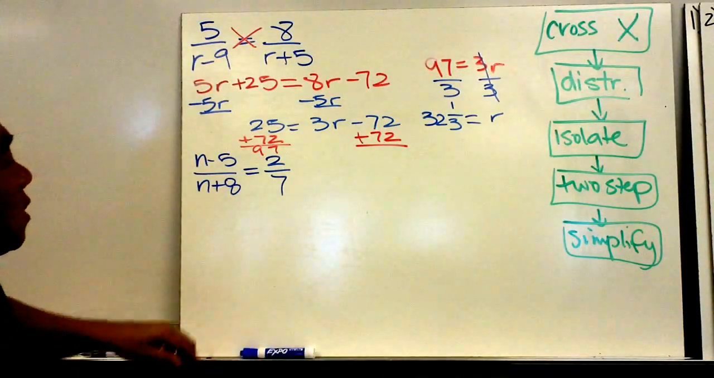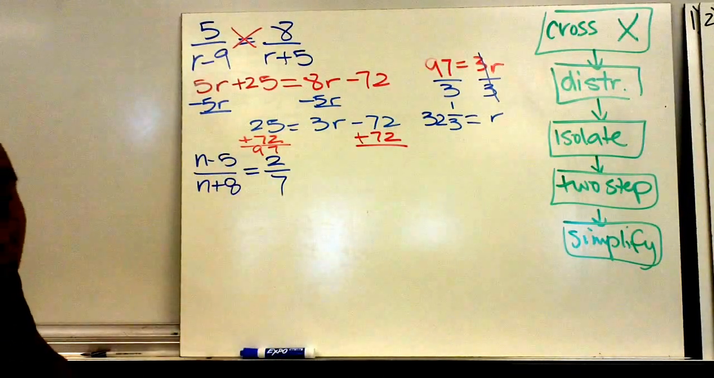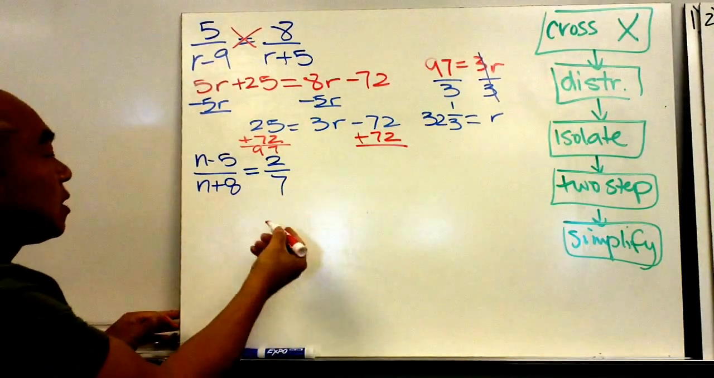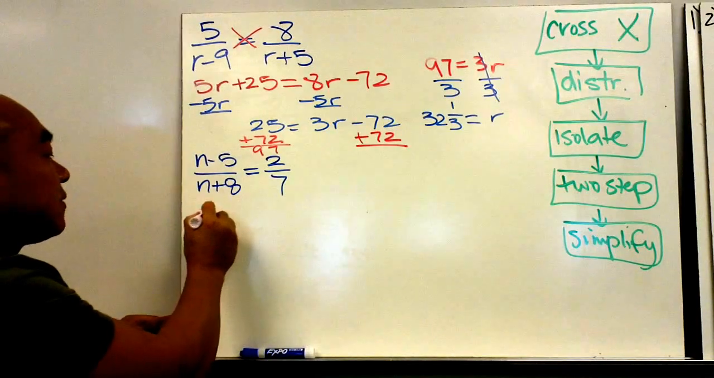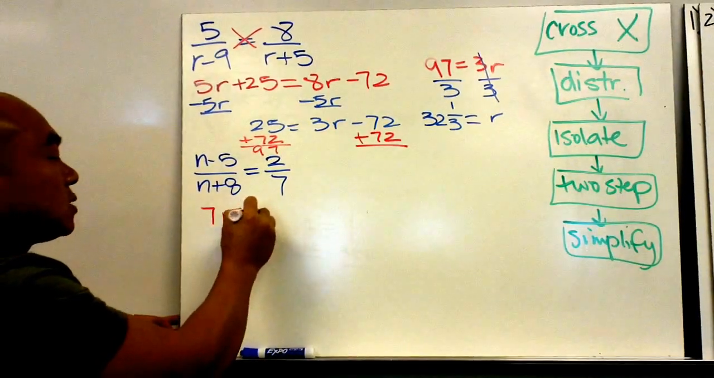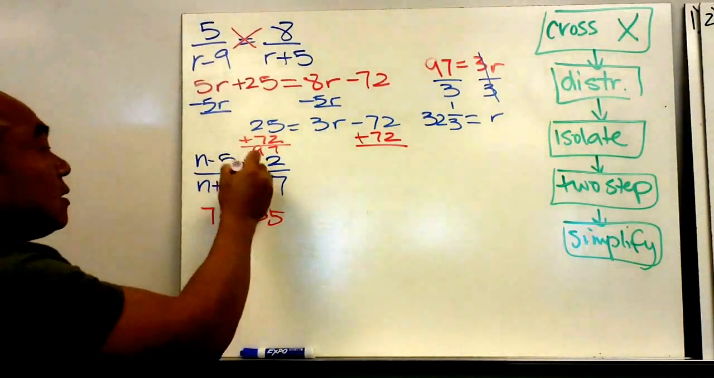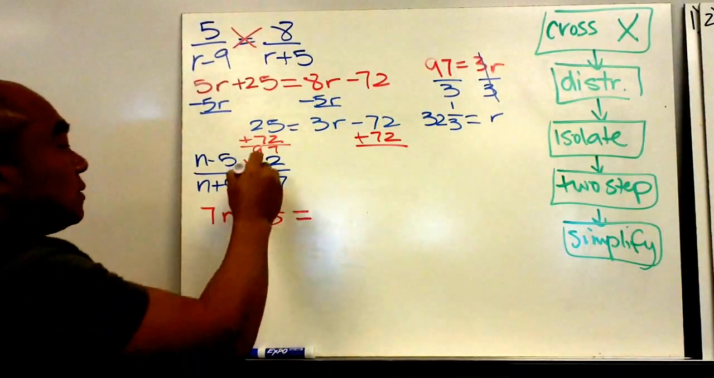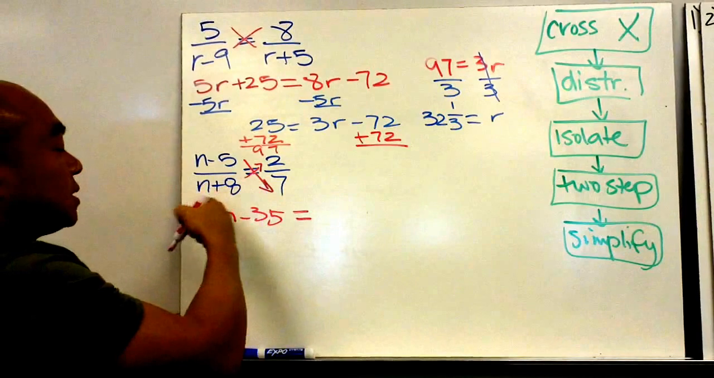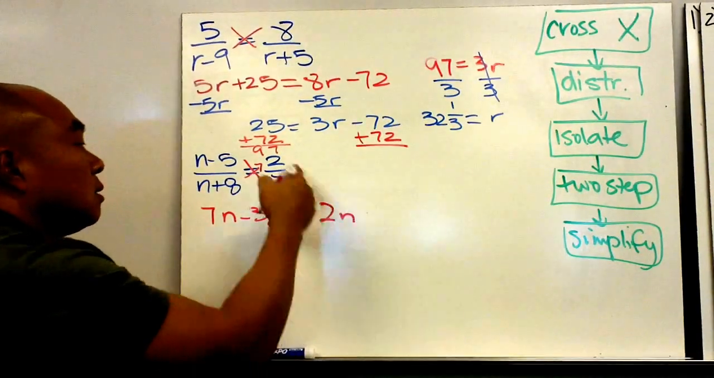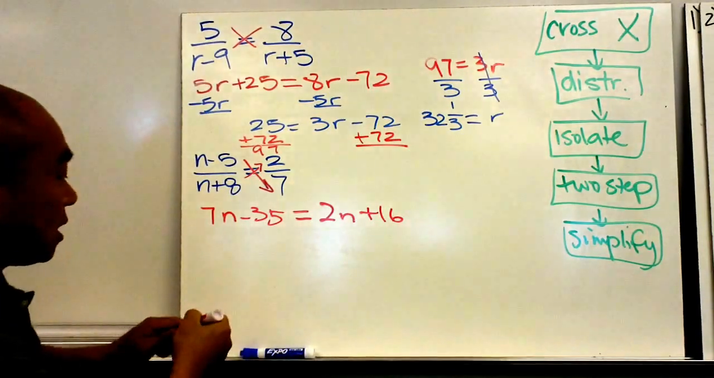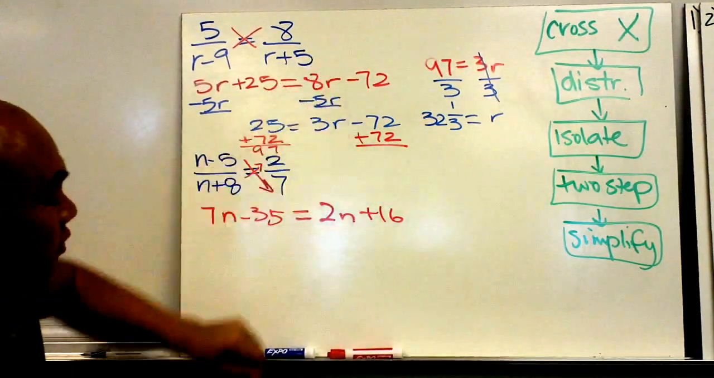Alright, so now what happens if I have it in this situation? So go and copy this part down. Let's multiply straight across. I'm going to have 7n minus 35. And again, that's from this. I'm going to set it equal to this side. 2 times n. 2 times positive 8. Okay, and it becomes a very similar question like that.